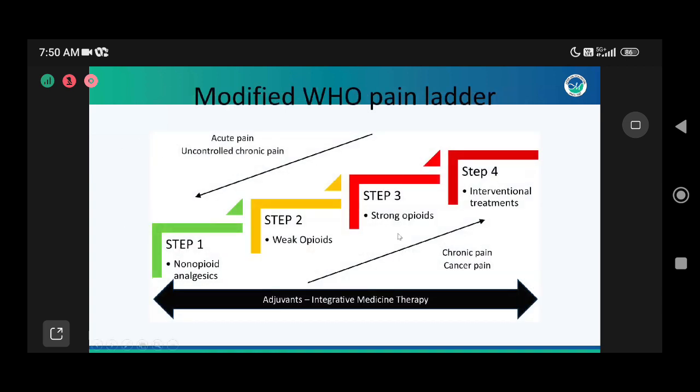So this is a modified WHO pain ladder, in which when there is minimum pain, non-opioid analgesics are used. If there is excessive pain not controlled by non-opioid analgesics, weak opioids can be given. In step 3, when there is intractable pain, strong opioids can be given. And in step 4, other interventional treatments can be given, in which our bone pain palliation can come in step 3 and step 4, where intractable pain is there, and also as adjuvant.